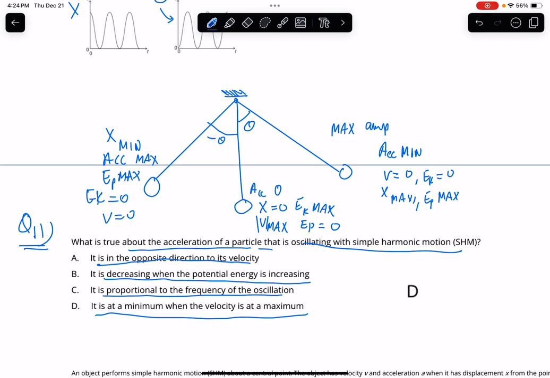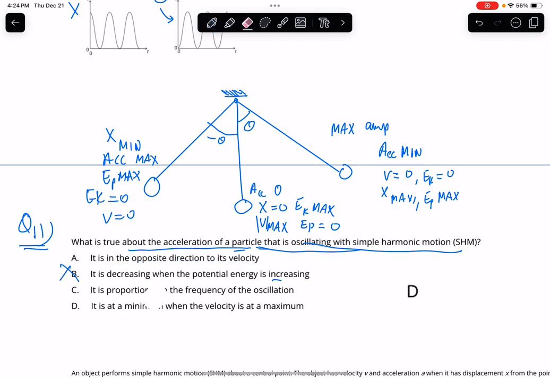Now, what we can see is what is true about the acceleration of a particle oscillating in SHM. First of all, they're saying that the acceleration is decreasing when potential energy is increasing. So B is going to be wrong. Let's see how B is wrong.